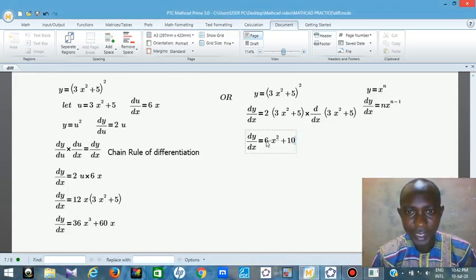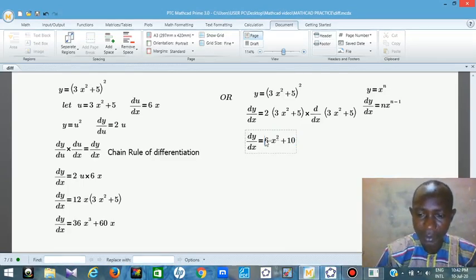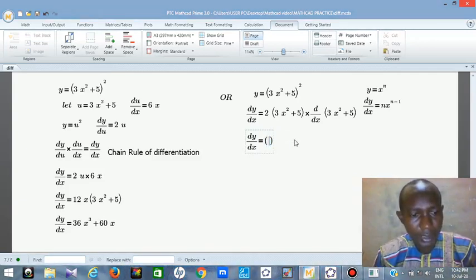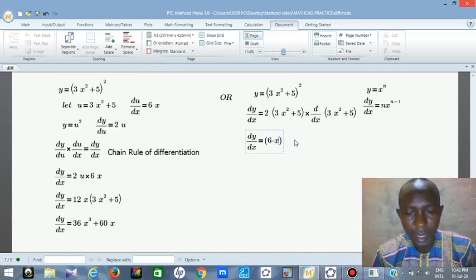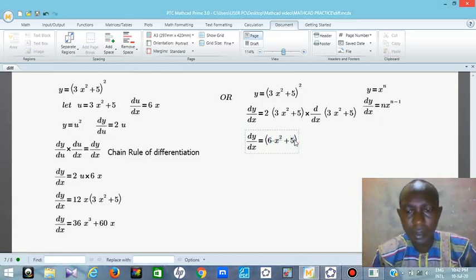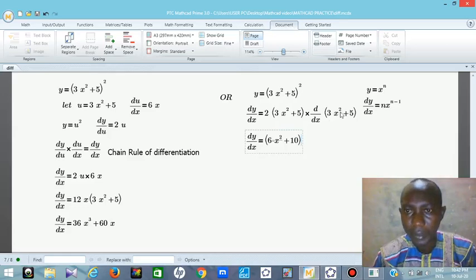Okay, I was supposed to have started with the bracket from the beginning. Let me cancel this. Okay, you open your bracket, which is 6x raised to power 2 plus 10. So I just open this bracket. Remember, I'm still going to multiply another number here, so that is why I left it like that.